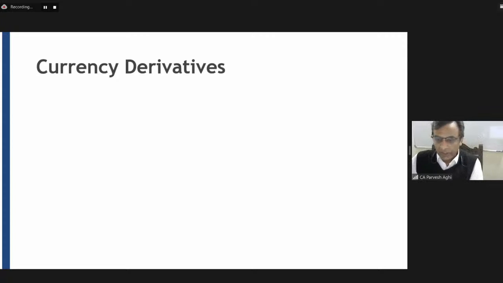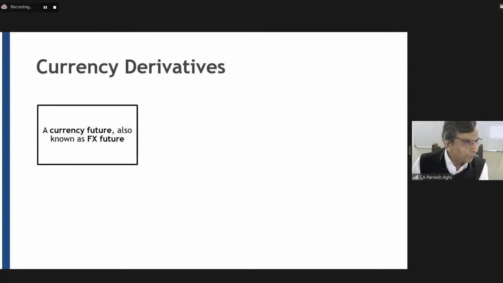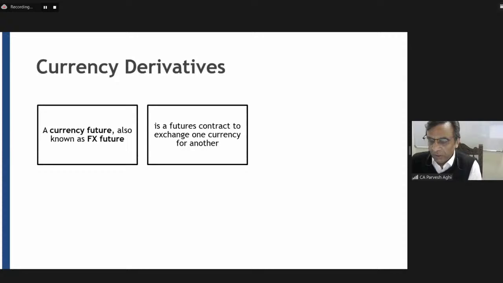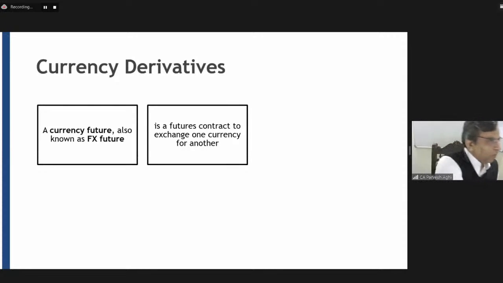Okay, so we are going to start again. So we are going to talk about currency derivatives. Currency derivatives are also called FX futures. So FX futures are a future contract to exchange one currency for another. Okay, so this is a contract to exchange one currency with another.